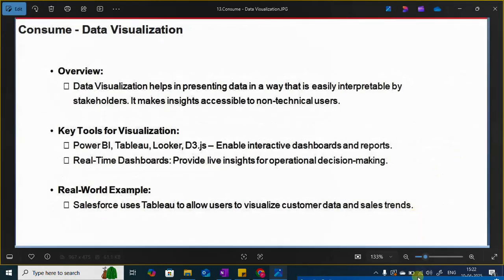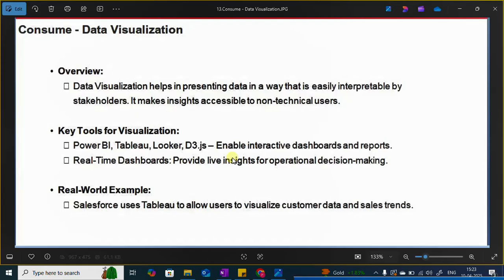Now, consuming data in terms of visualization. Data visualization helps in presenting data in a way that is easily interpretable by stakeholders. It makes insights accessible to non-technical users. Key tools for visualization, as I told you, are Power BI, Tableau, Zeppelin, Looker, and D3.js (JavaScript), which enable interactive dashboards and reports. Real-time data dashboards provide live insight for operational decision making.